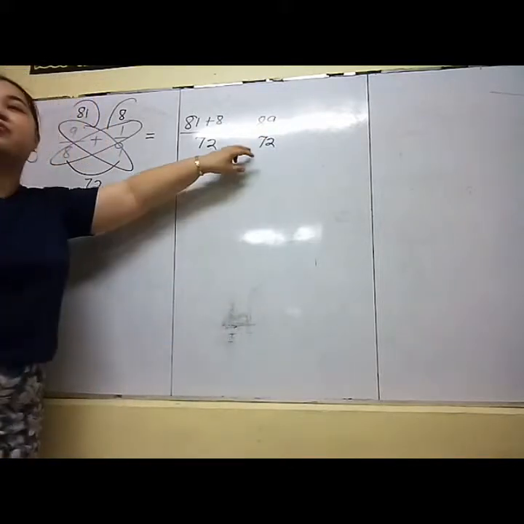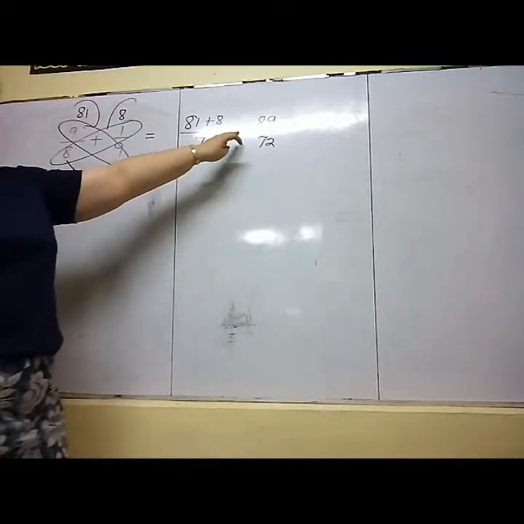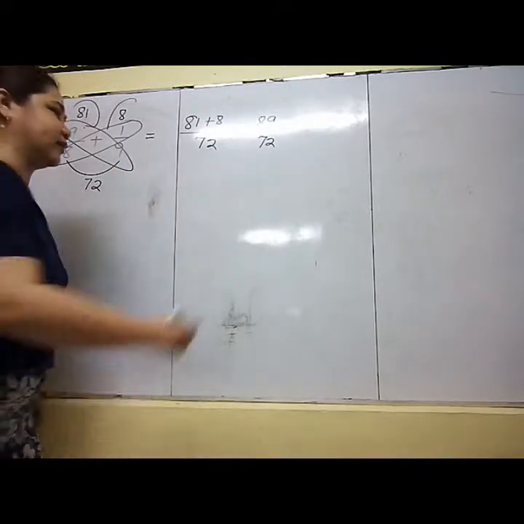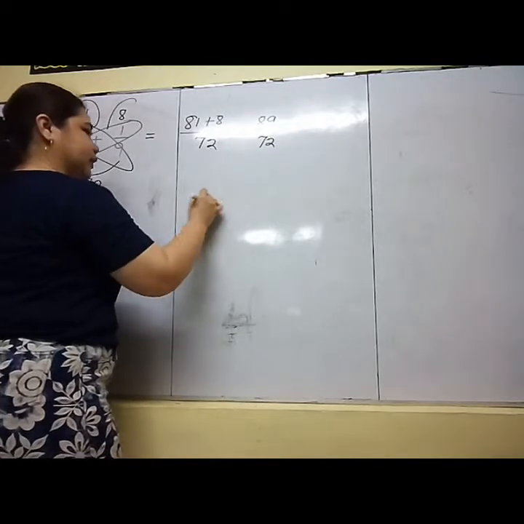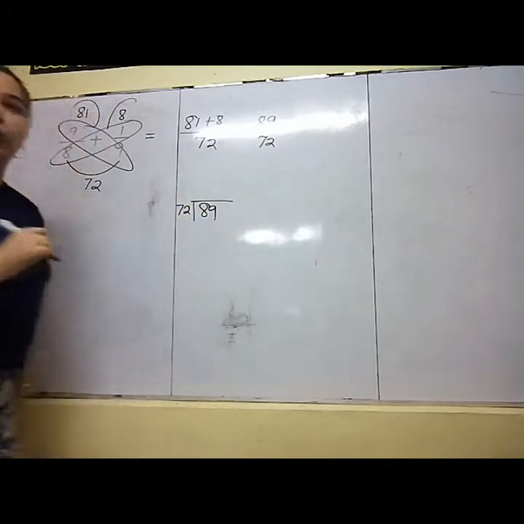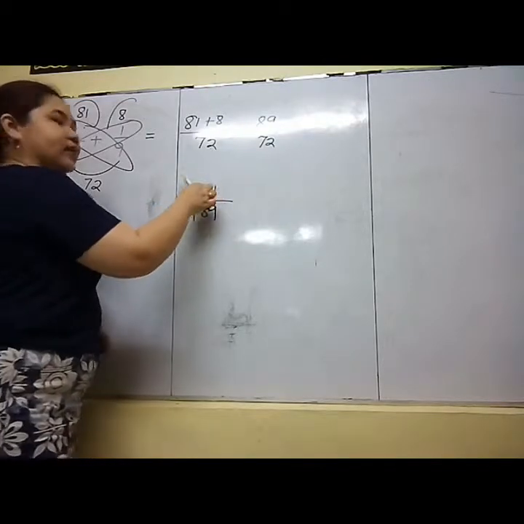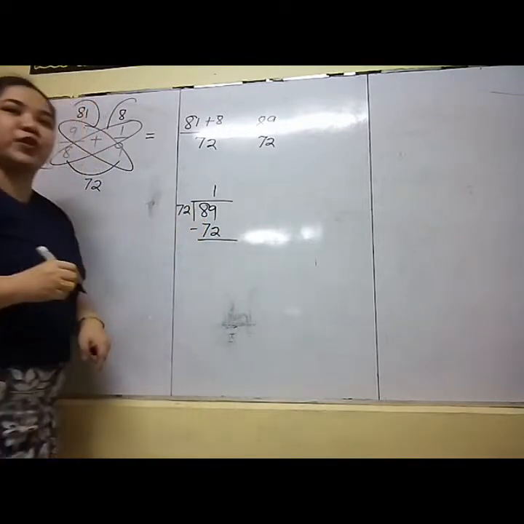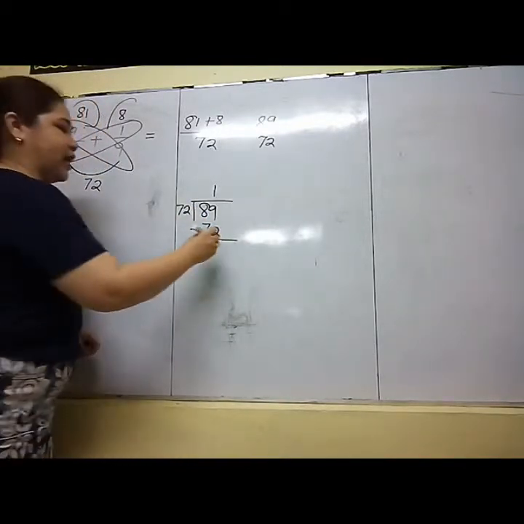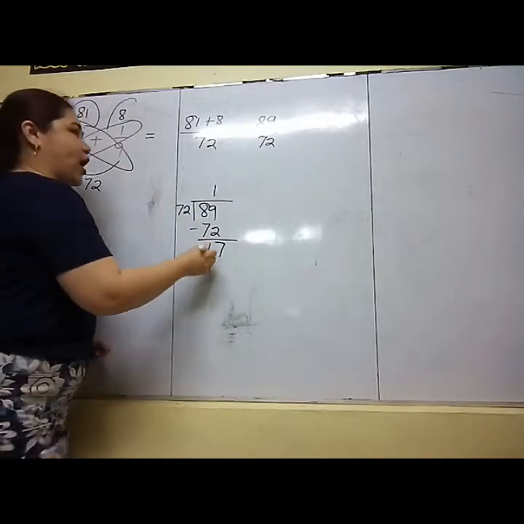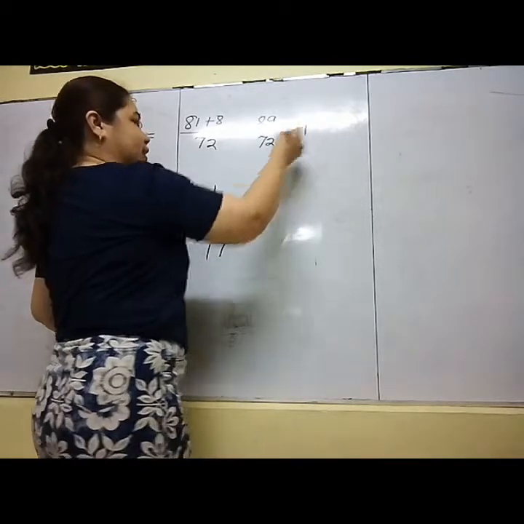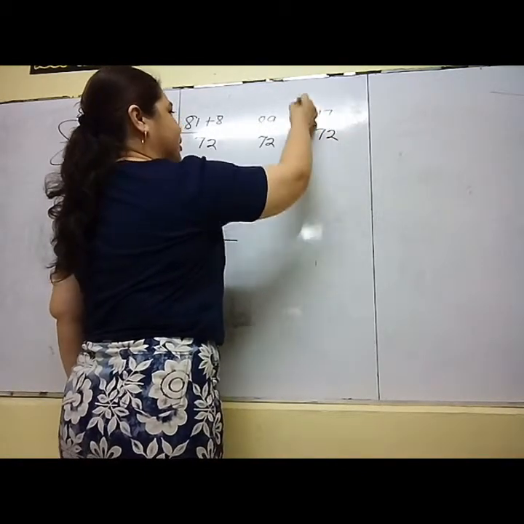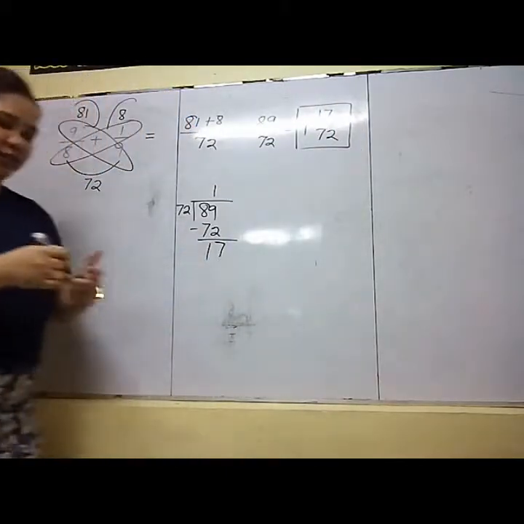81 plus 8 over 72 is equal to 89 over 72. Is this the final answer? Not yet, because it's an improper fraction. So, gawin natin improper fraction. 89 divided by 72. Ilan? 1. 1 times 72? Then subtract. 9 minus 2? 7. 8 minus 7? 1. So, yung whole number, nandito siya, at yung remainder nyo, 17, then just copy 72. And that's the final answer.